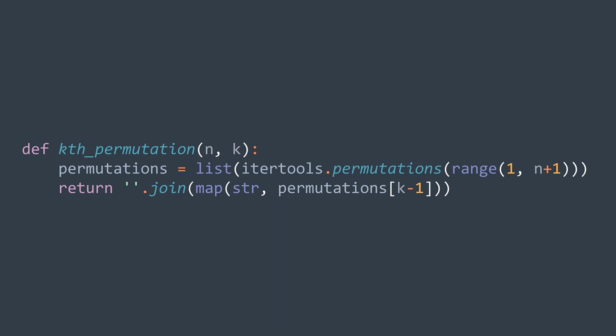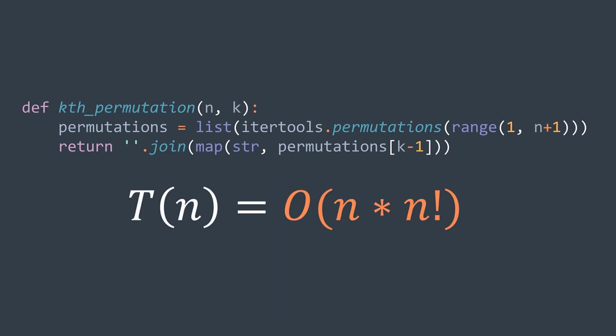But the problem with this solution is that with n elements, we can make n factorial permutations of length n, and it costs n times n factorial to generate them. We get an O of n times n factorial time complexity solution, which is extremely slow. We deduce that the trick to solve this problem is to be able to find the kth permutation without generating the permutations, and this is what we will see now.